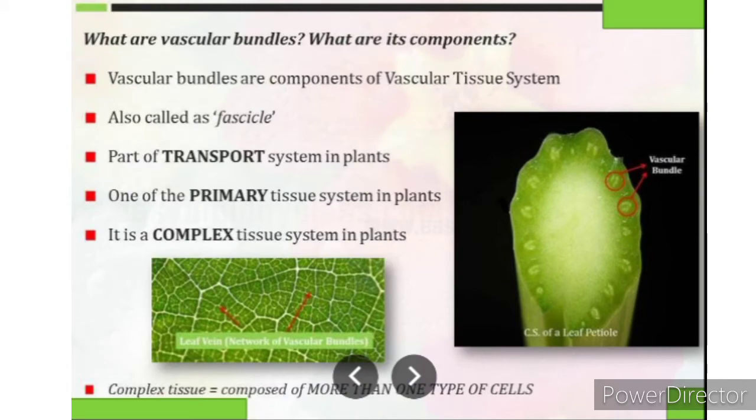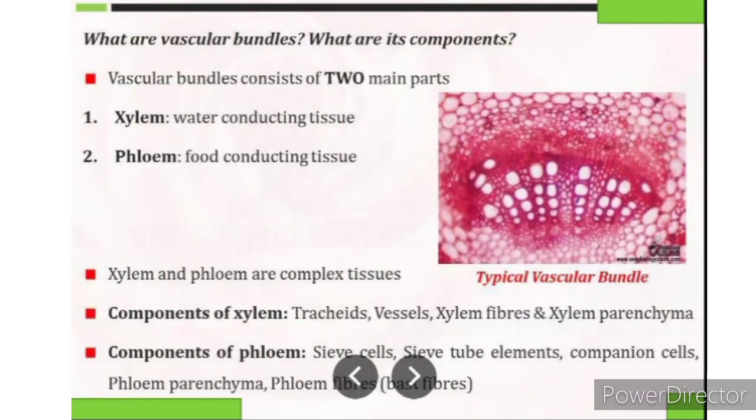First, before we go to the topic, we will discuss what a vascular bundle is. Vascular bundles are components of the vascular tissue system, like your xylem and phloem. Vascular bundles are also known as fascicles. It is a part of the transport system in plants. It is the primary tissue system in plants, and it is a complex tissue because it is composed of more than one type of cell. We'll discuss it one by one.